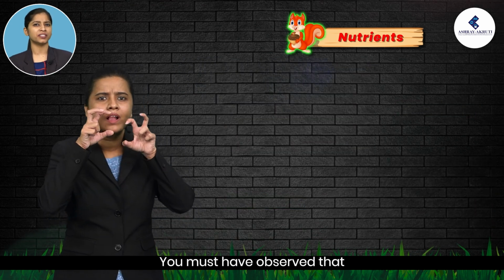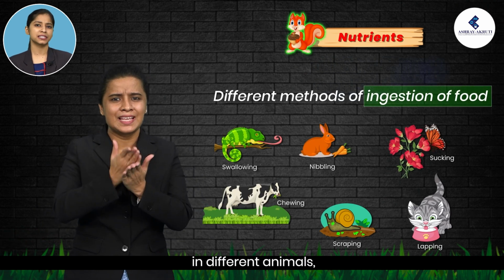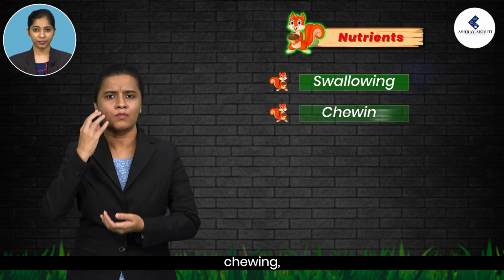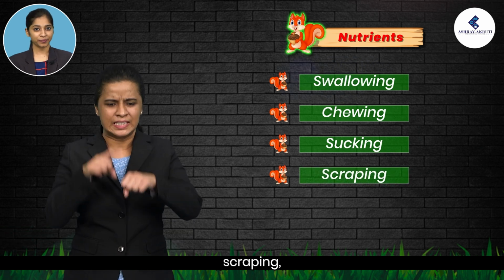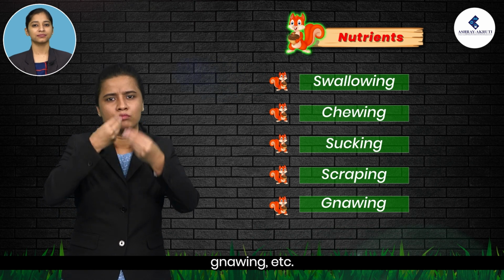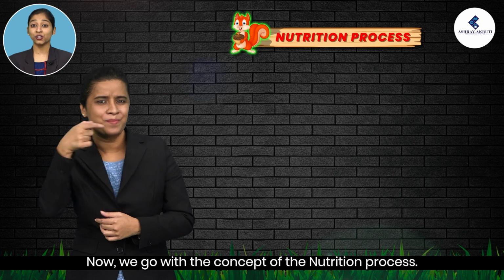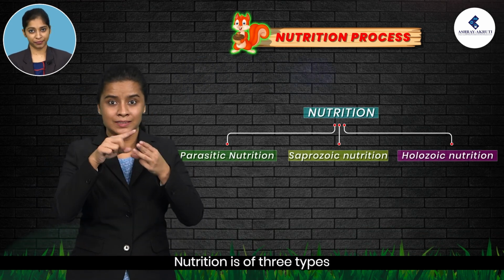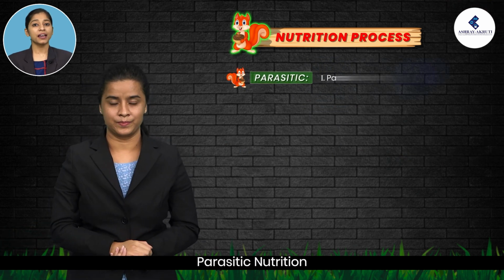You must have observed that there are different methods of ingestion of food in different animals, like swallowing, chewing, sucking, scraping, gnawing, etc. Now, we go with the concept of the nutrition process. Nutrition is of three types, like parasitic nutrition.